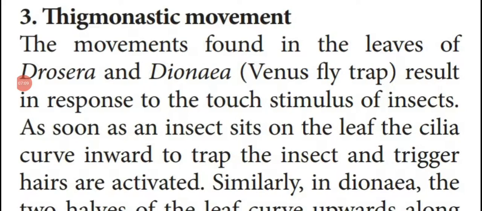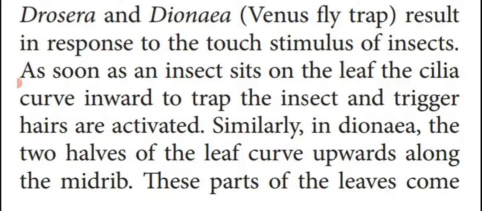The next movement is thigmonastic movement. It is found on the leaves of Drosera and Dionaea, otherwise known as Venus flytrap. It happens due to the touch stimulus of insects. When the insects sit on the leaf, small hair-like outgrowths called cilia curve inward to trap the insects and the trigger hairs are activated.